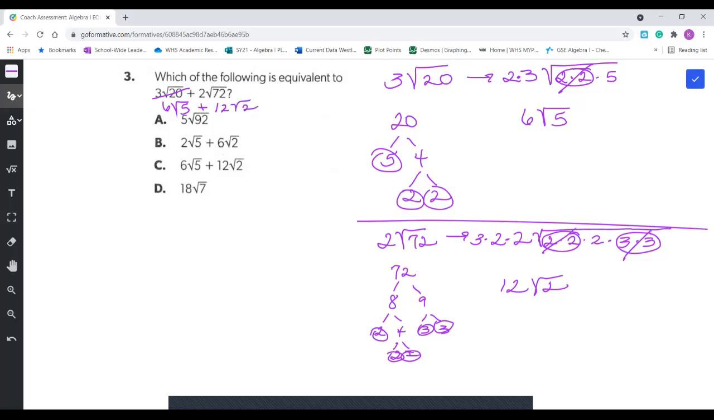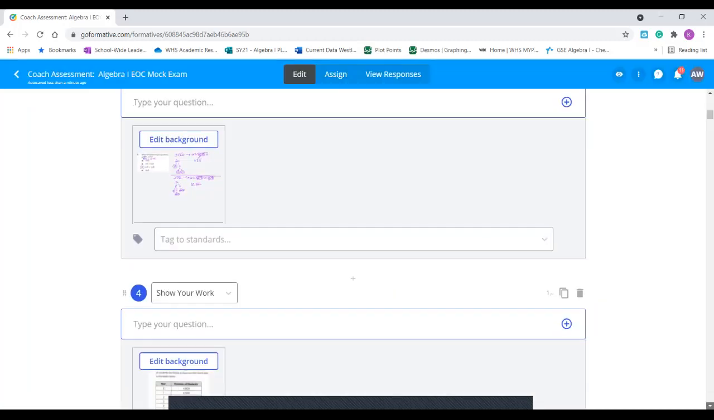Well, I can't combine them because the radicands aren't the same, but I have simplified them. So that means that the best answer is going to be 6 root 5 plus 12 root 2. Please keep in mind that you cannot add radicals that do not have the same radicand. All right. Number 4.